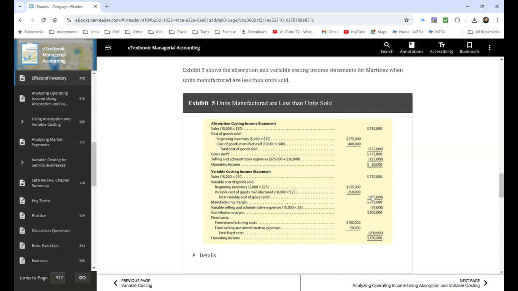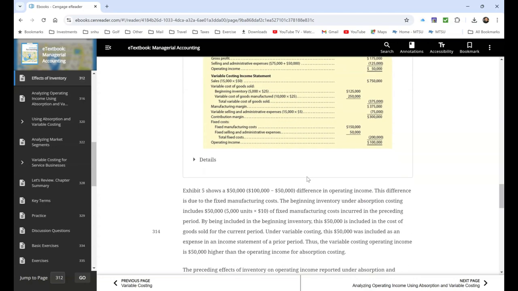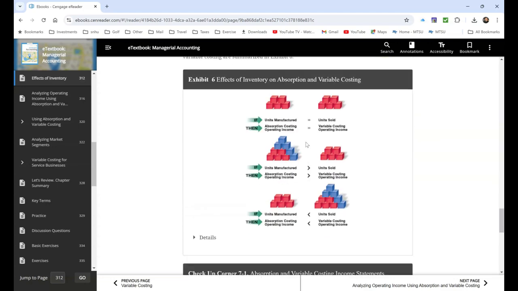So just realize that if you manufacture more units and everything else stays the same, you're going to be spreading those costs across more units. And again, the opposite is true if you produce fewer units than what you sell. Here's a picture that gives you those results.